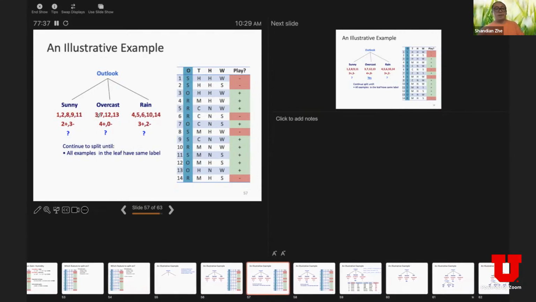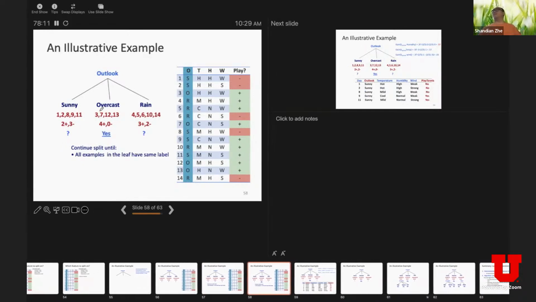Now let us look at the middle one, the overcast. Do we need to further compute the information gain? No, why? Because all the examples have the same label. Remember the base case in ID3: before we consider splitting the data, we first check if all the examples have the same label. If they do, we got a leaf node. We just stop there, create a leaf node, and assign the label.